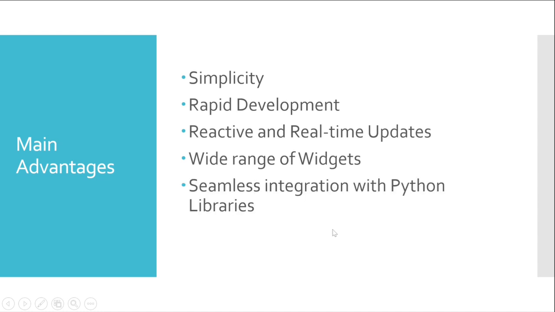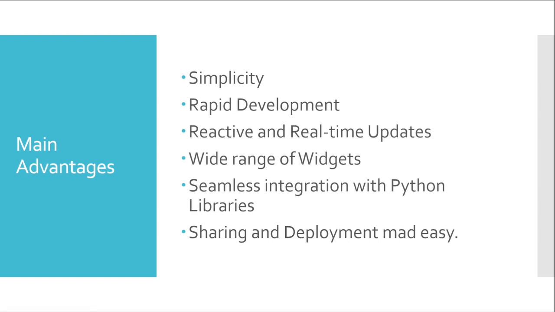The fifth one is the seamless integration with Python libraries. Streamlit integrates well with popular Python libraries for data manipulation, visualization, and machine learning, such as pandas and other libraries. This allows you to leverage the power of these libraries and easily incorporate their outputs into your apps.